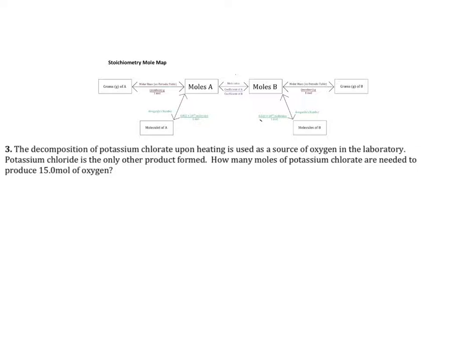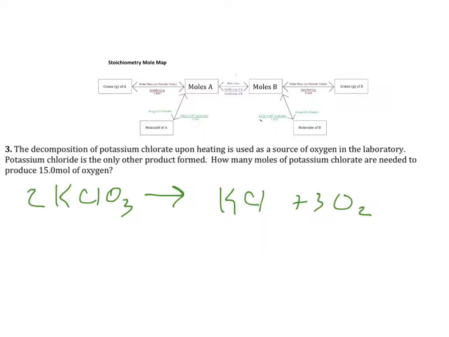This is the decomposition of potassium chlorate upon heating, used as a source of oxygen in the laboratory. Potassium chloride is the only other product, and the question is how many moles of potassium chlorate are needed to produce 15 moles of oxygen. And so again, we have to write a balanced chemical equation, and this is one that we actually can do. So it's potassium chlorate, and it goes through decomposition to produce potassium chloride and oxygen gas.